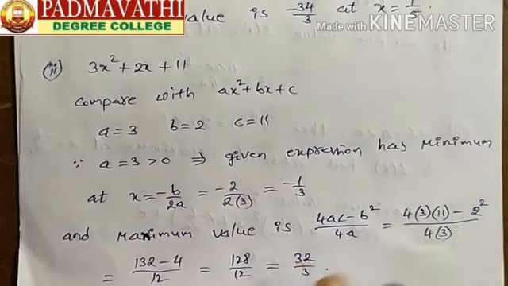So we can write that the f of x function 3x square plus 2x plus 11, the quadratic expression, has a minimum at x equal to minus 1 by 3, and the minimum value is 32 by 3.